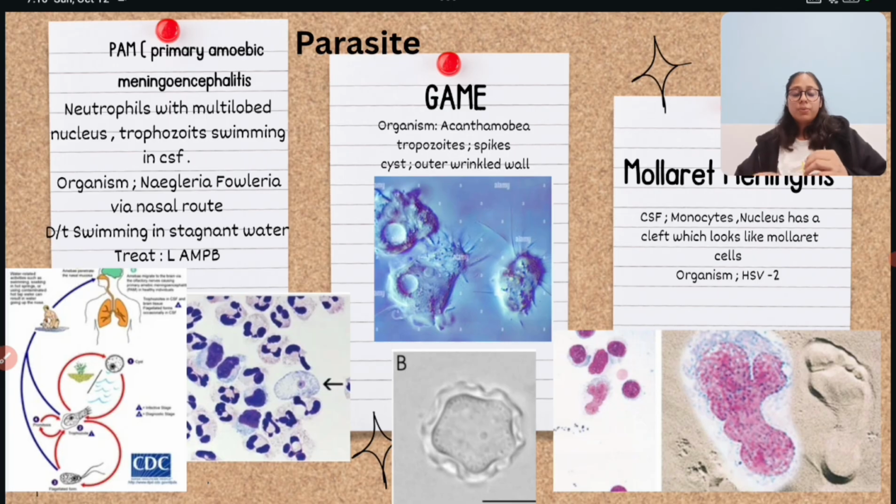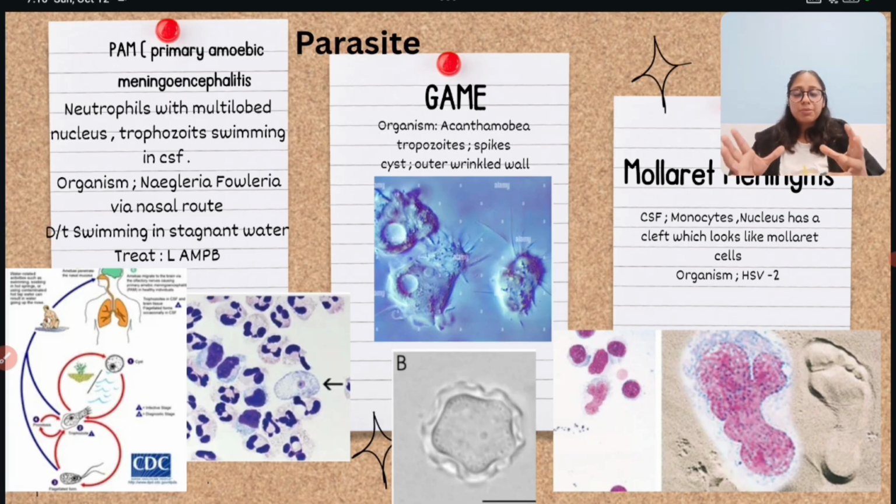And what happens is whenever a person is swimming in stagnant water, this organism will go from water to your nose, and from nose it is going to travel to your brain. Now, whatever we find in CSF will be neutrophils filled with multilobulated nucleus, and you can see the trophozoites of Naegleria fowleri floating in the CSF.